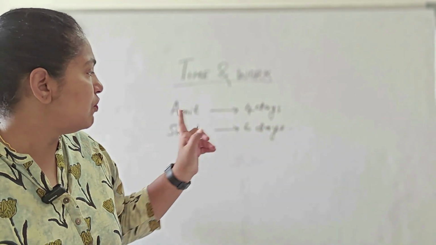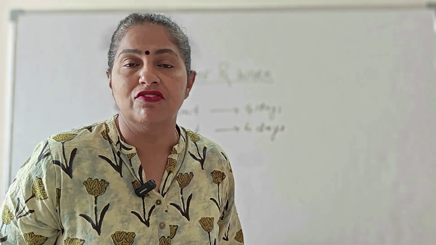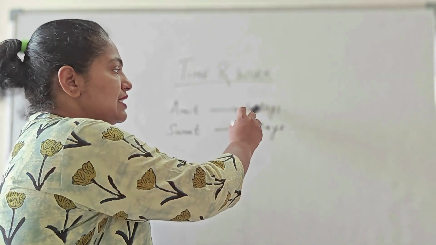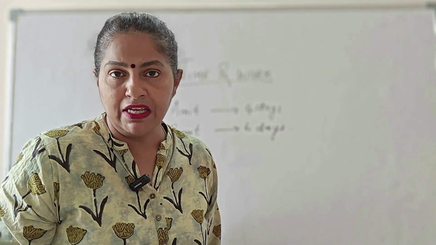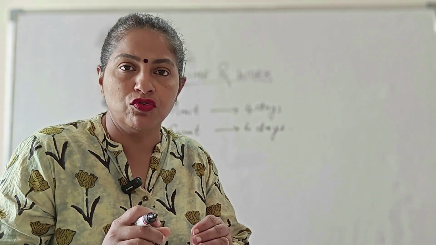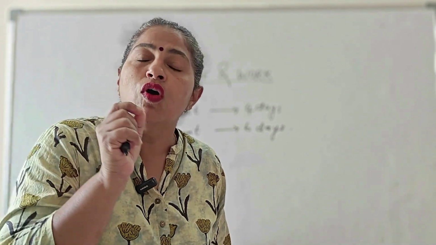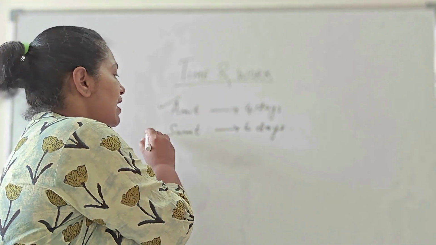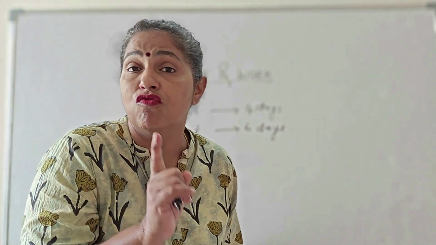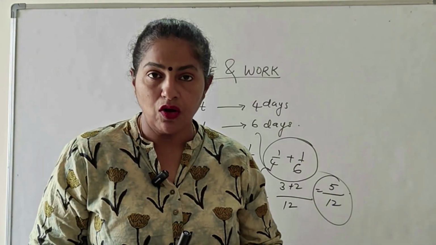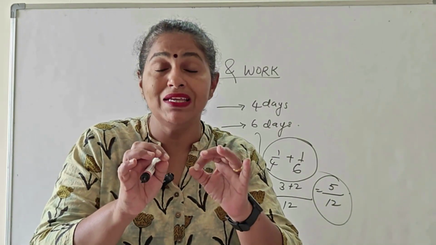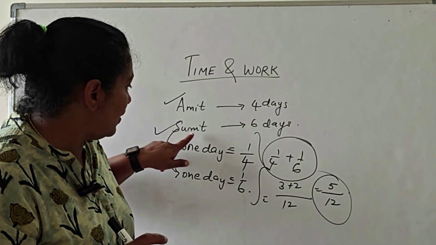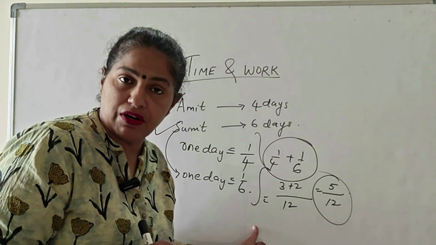So Amit takes 4 days and Sumit takes 6 days. So when they are working together, naturally the number of days should be lesser than either this or this. Basic logic. So in order to do that, we should know what is the amount of work that is put in by Amit as well as Sumit in one single day. Now, the amount of work that Amit does in one day is 1 by 4. The amount of work that Sumit does in one day is 1 by 6.